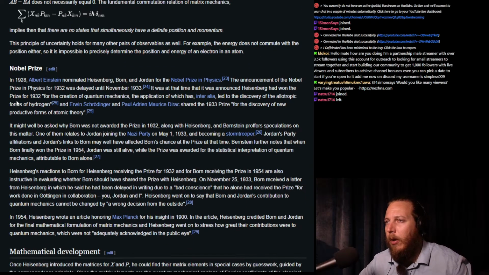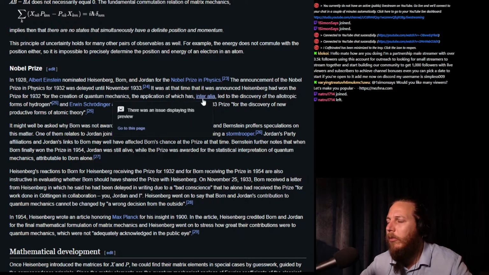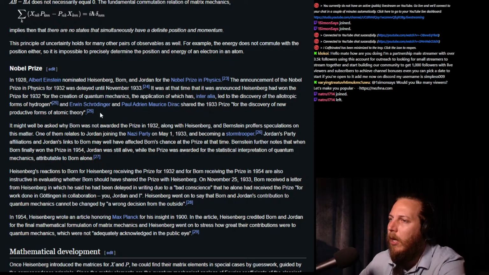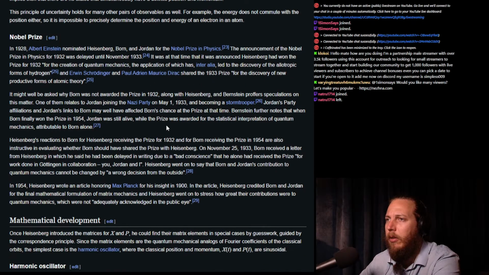In 1928, Albert Einstein nominated Heisenberg, Born, and Jordan for the Nobel Prize in Physics. It was delayed until 1933. It was at that time that it was announced Heisenberg had won the prize in 1932 for the creation of quantum mechanics, the application of which has, inter alia, led to the discovery of the allotropic forms of hydrogen. Erwin Schrödinger and Paul Adrien Maurice Dirac shared the 1933 prize for the discovery of new productive forms of atomic theory.